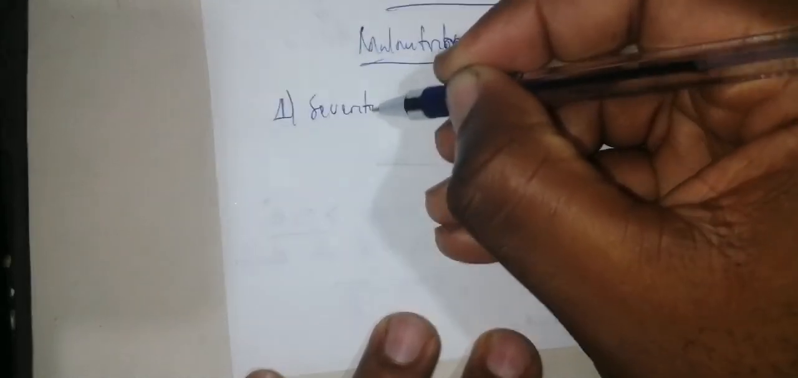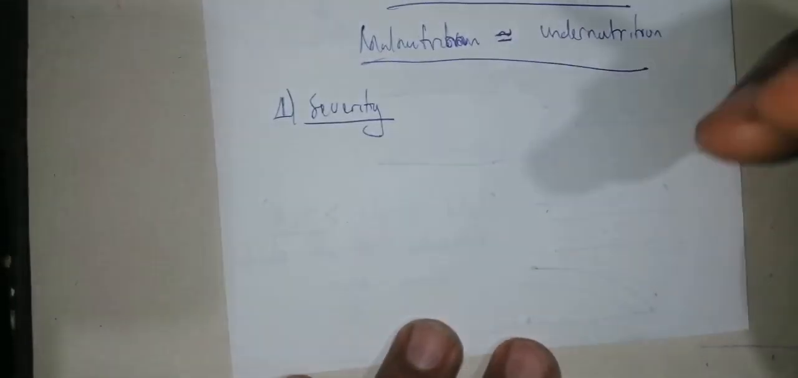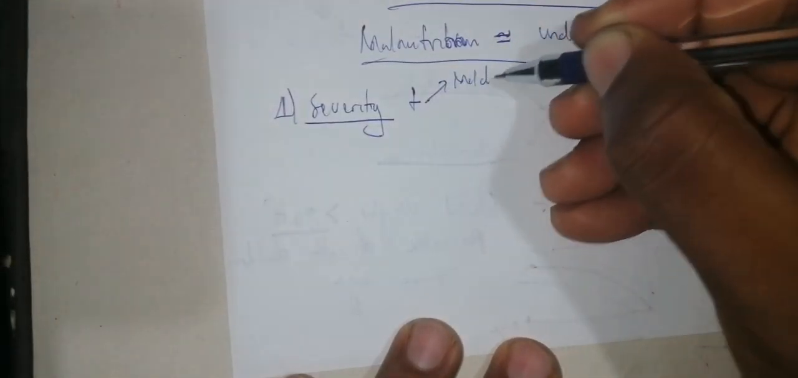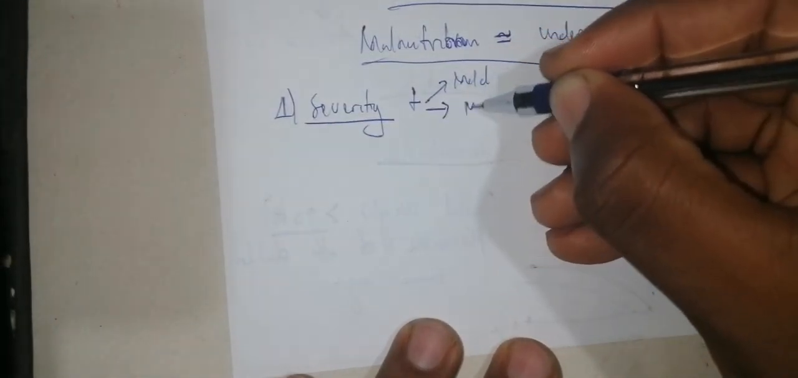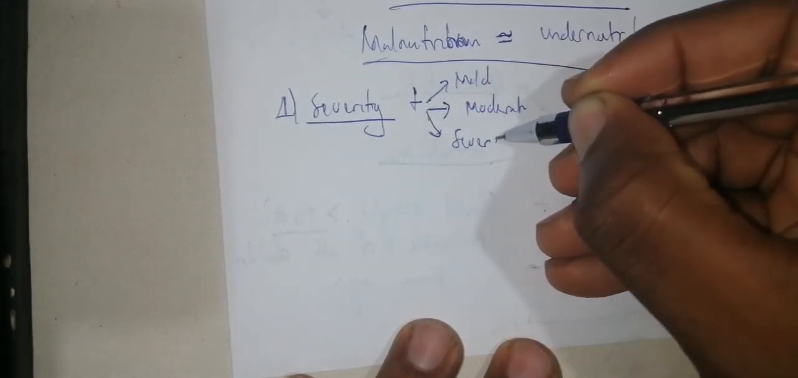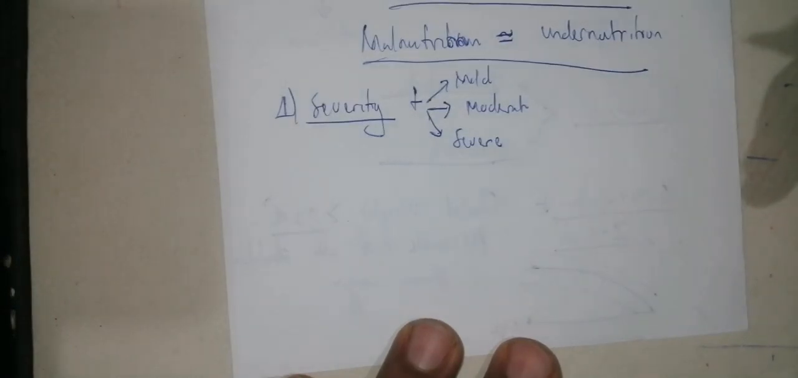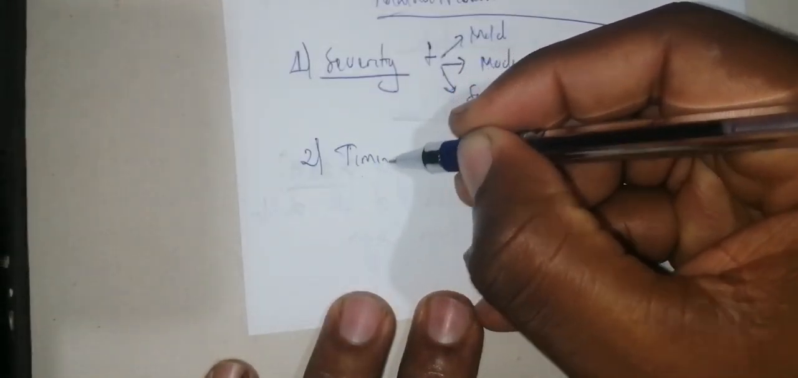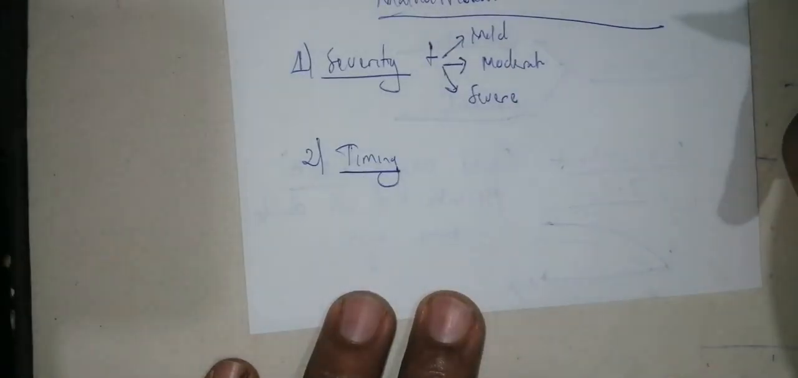Generally, malnutrition or undernutrition can be classified according to, one, the severity. Basically, you're going to have mild undernutrition or malnutrition, moderate undernutrition or malnutrition, and then severe undernutrition or malnutrition. Two, malnutrition can also be classified according to the timing.